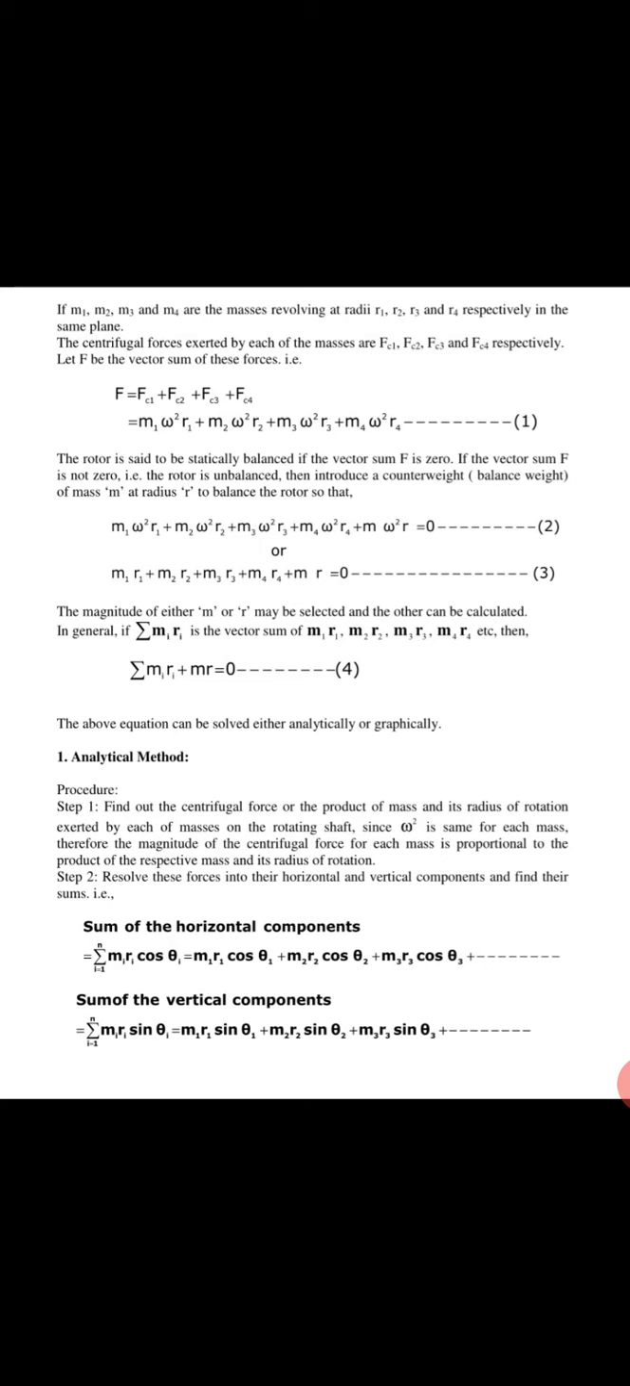Now we will just neglect the omega. We have m1 r1 plus m2 r2 plus m3 r3 plus m4 r4 plus mr equals 0. Equation 3. So the magnitude of mr can be calculated in generalized form. In generalized form, you can write the vector sum of m1 r1, m2 r2, m3 r3 as summation of mi ri plus mr equals 0. That is equation number 4.